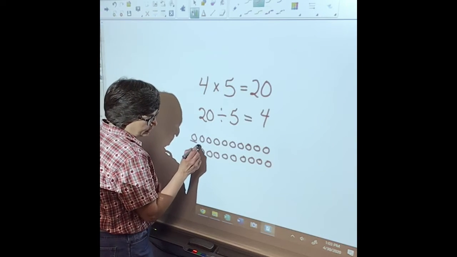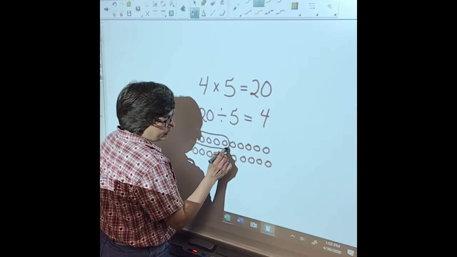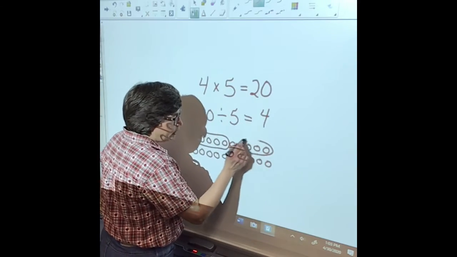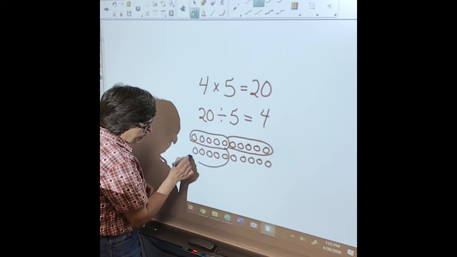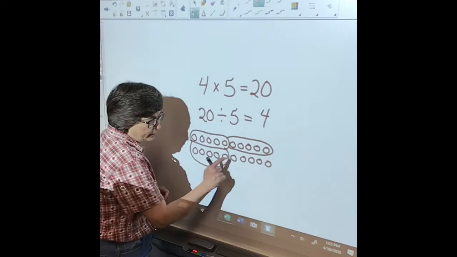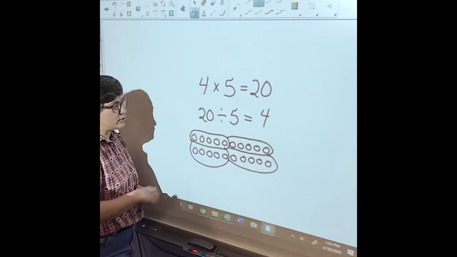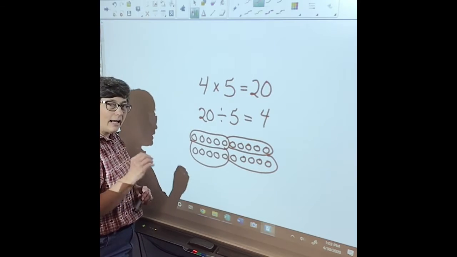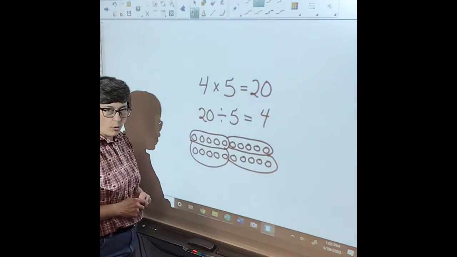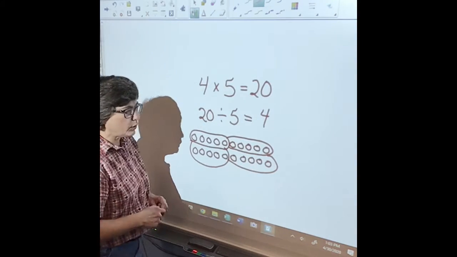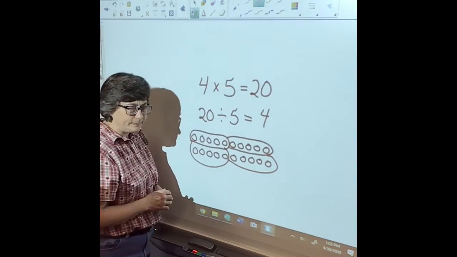So I would circle 1, 2, 3, 4, 5. Well, there's one friend I could give candy to. And 1, 2, 3, 4, 5. Oh, there's 2 friends I can give candy to. 1, 2, 3, 4, 5. Oh, now I have 3 friends I can give candy to. And I have 4 friends I could give candy to. So if I had 20 pieces of candy and I wanted to divide that into groups of 5, that would be the 4. Okay, so you're going to be working on multiplication and division, because division is the opposite.